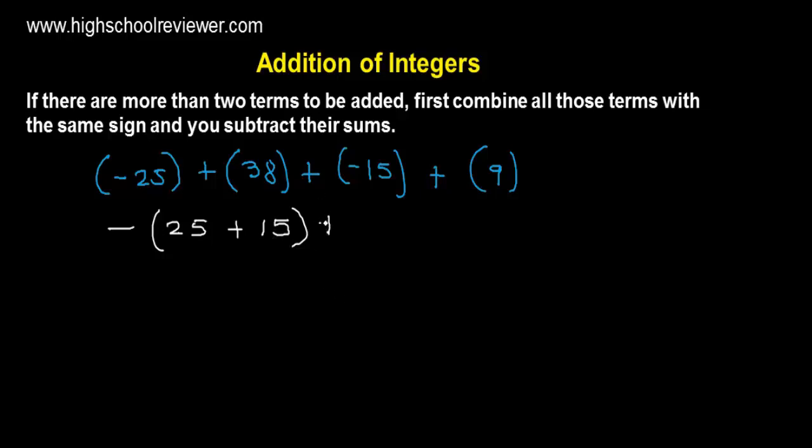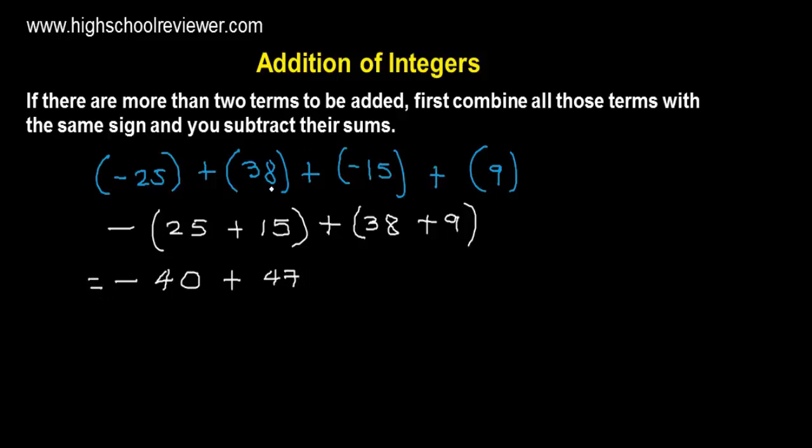And then we will combine all the positive integers. We have 38 plus 9. And then we are going now to proceed to addition. So 25 plus 15, this will be negative 40, plus 38 plus 9, that will be positive 47. Okay. So what remains now are the sum of all the negative integers and all the positive integers.